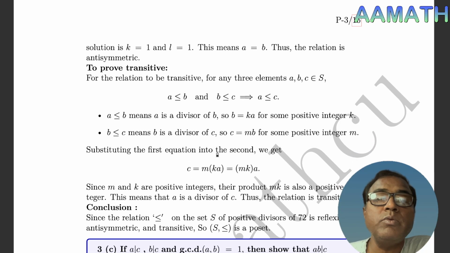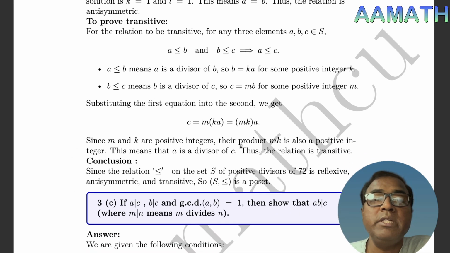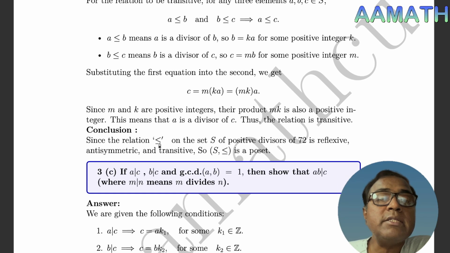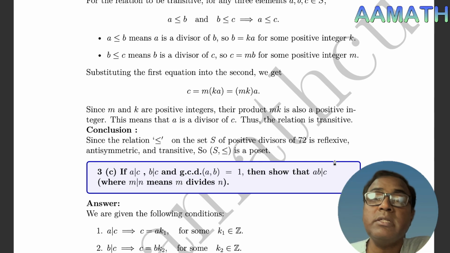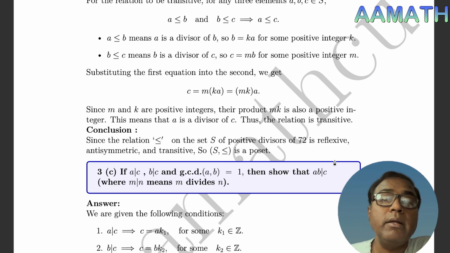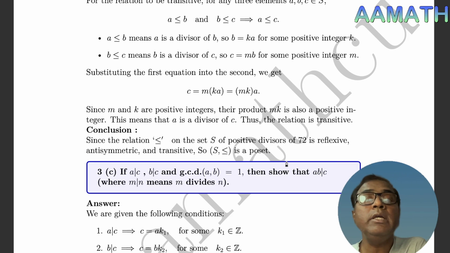Substituting the first equation into the second, C equal to MB, where the value of B is KA. Since M and K are positive integers, their product MK is also a positive integer. This means that A is a divisor of C. Thus the relation is transitive. So A is a divisor of C, so A less than equal to C. Hence the relation less than equal to on the set S of positive divisors of 72 is reflexive, antisymmetric, and transitive. So (S, less than equal to) is a poset.